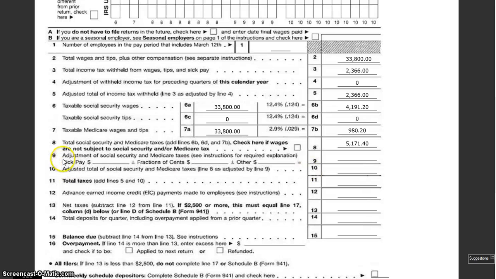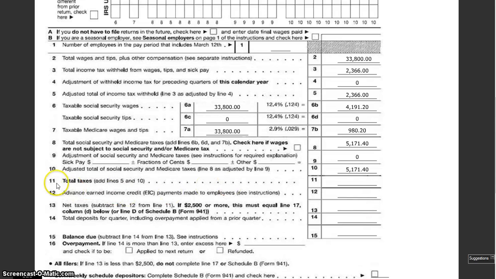Line 9, adjustment of Social Security Medicare taxes. It says to see instructions for required explanation. We're not going to be getting into any of this, so for our purposes we're just going to put 0 there because we're not getting into that detail. Adjusted Social Security and Medicare taxes, line 8 as adjusted by line 9. Since we didn't have anything there, we had a 0, we're just going to carry that 5171 back down here.